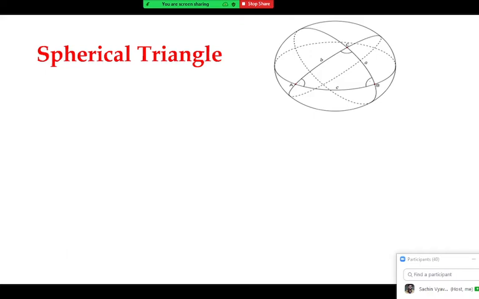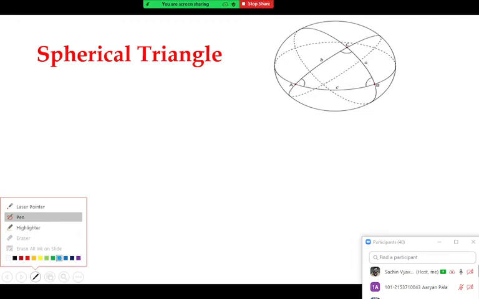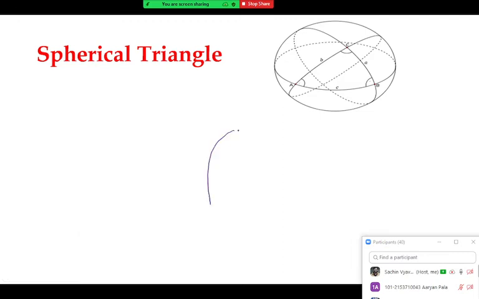Pardon? Sir, may you draw it again? The spherical triangle? Yes. If I have to draw, I can draw like this, this one and this one. This is just a rough figure, say ABC. You have to draw just arcs. Don't draw a straight line like this.